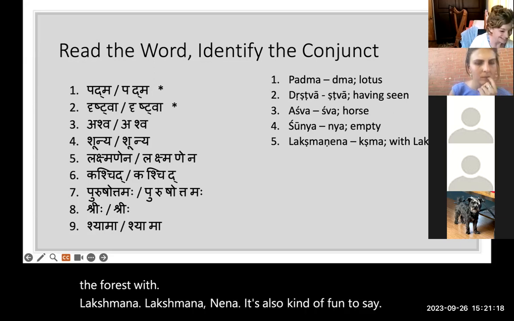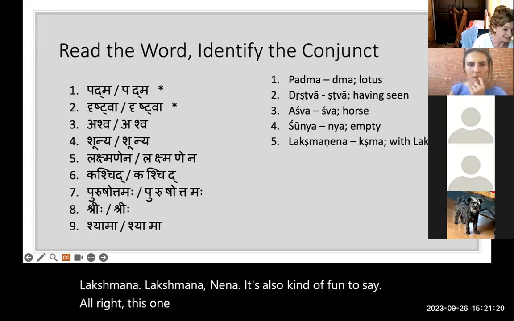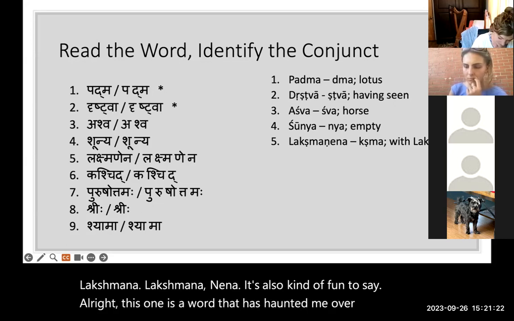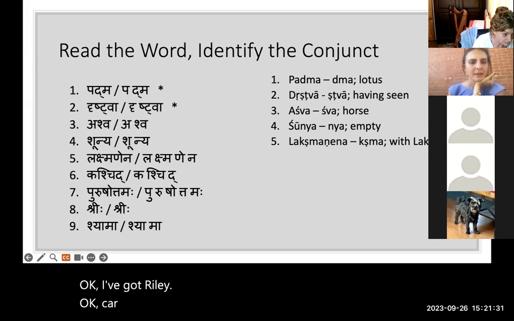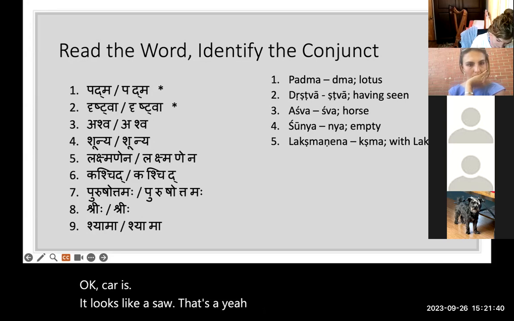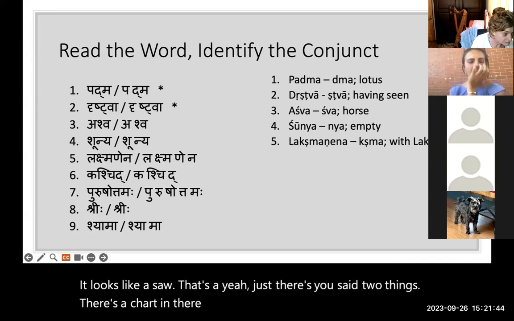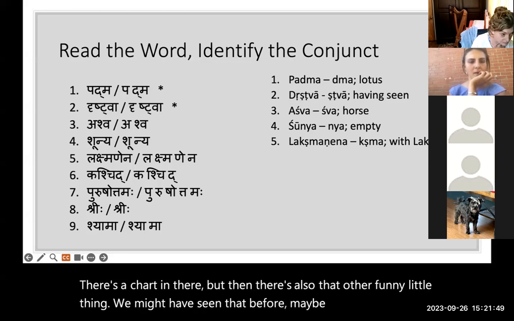All right. This one is a word that has haunted me over the years. Okay, I've got Riley. Okay, ka, it looks like a sa. Yeah. You said two things. There's a cha in there, but then there's also that other funny little thing. We might have seen that before. Maybe up with ashwa.